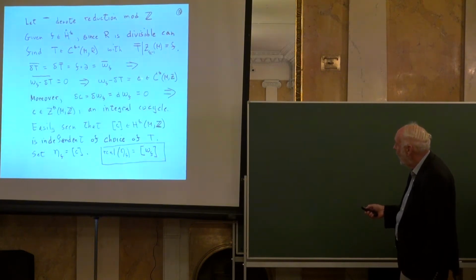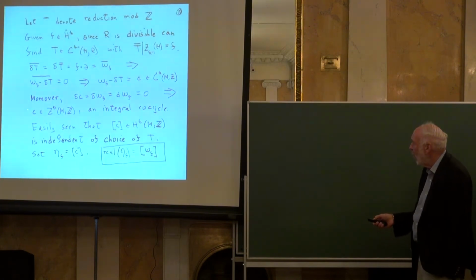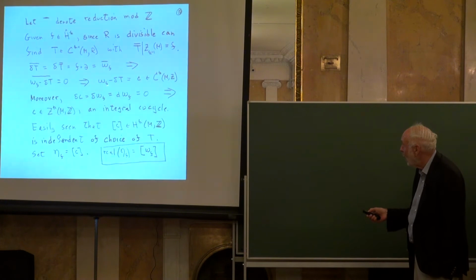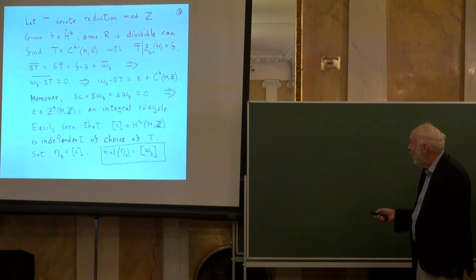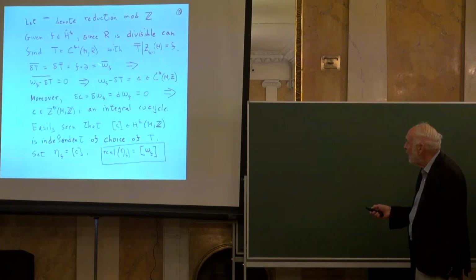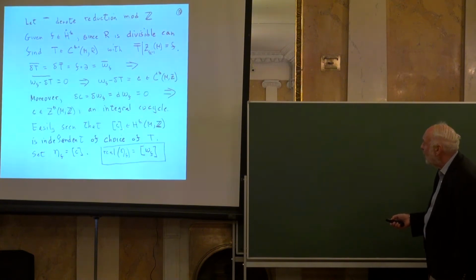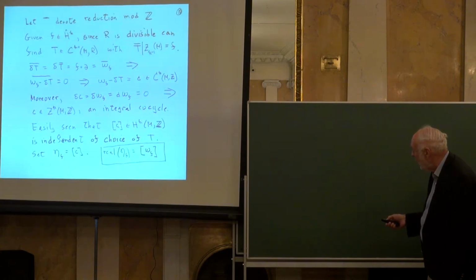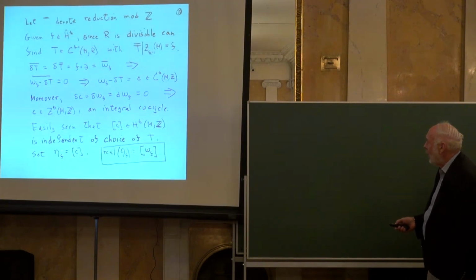Moreover, that cochain, if you just look at this formula, is closed. So therefore, it's a cocycle. C is, as we've defined, an integral cocycle. And if you follow this through, change t by something else which does this, it's easily seen that the integral cohomology class determined by C is independent of the choice of t. And so I'm going to set eta sub f equal to this C.